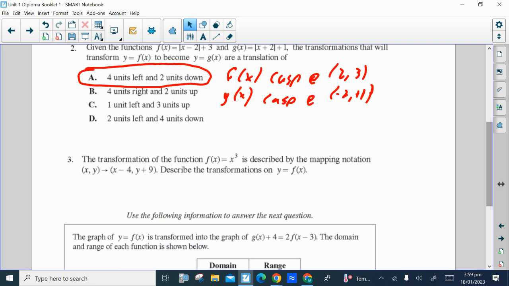Number 3, the transformation of the function f of x equals x cubed is described by the mapping notation given there. So describe the transformations of y equals f of x. Well, if x maps into x minus 4, that means all the x values are decreased by 4, or the graph is going to go 4 units left. And if y is mapped into y plus 9, that means you're going to add 9 to all the y values, which means it's going to go 9 units up.